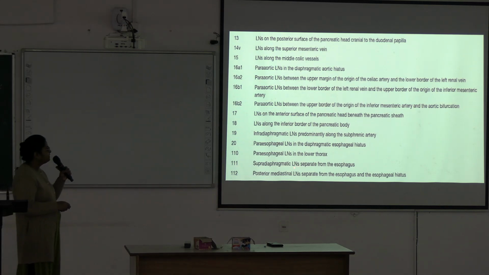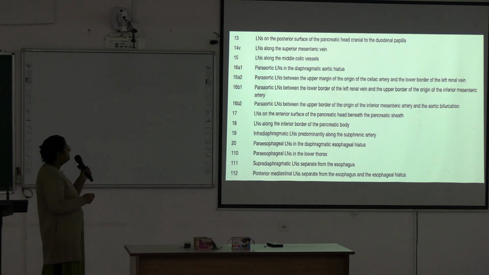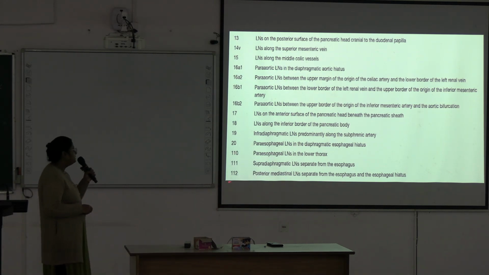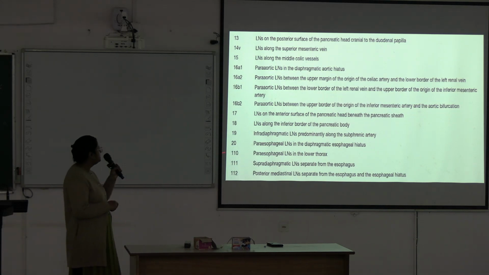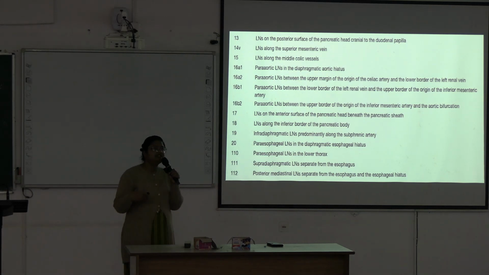111 is supradiaphragmatic nodes separate from the esophagus, and 112 is posterior mediastinal lymph nodes separate from the esophagus and esophageal hiatus. And you can see here 1 up to 20 are located within the abdominal cavity, okay, and 110, 111, 112 are located in the thorax. That's why the numbering is different here. So if possible, you can remember it. It is important for your surgeries.